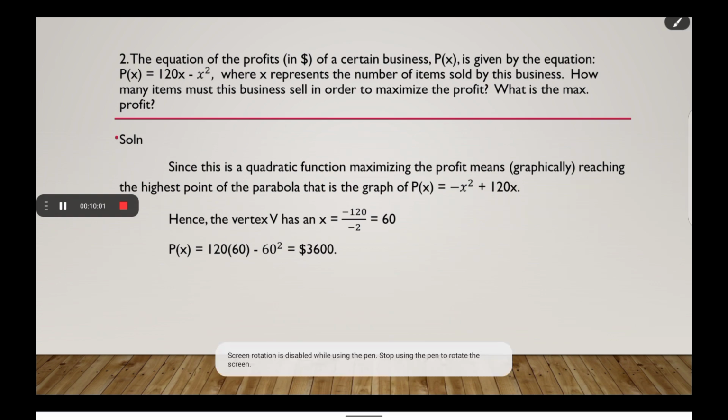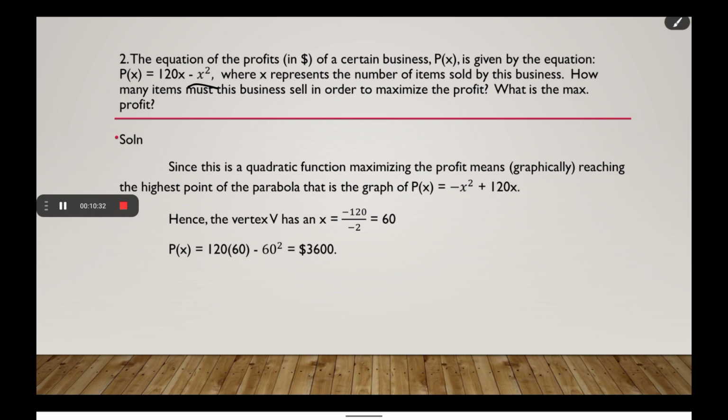It is very easy. We identify the value of x and substitute it in P of x. If we substitute the value of x in this P of x, we get the maximum profit, right? If we identify the value of x, we get the answer to how many items this business must sell in order to maximize the profit. I hope you understand this question. Let's start the solution.